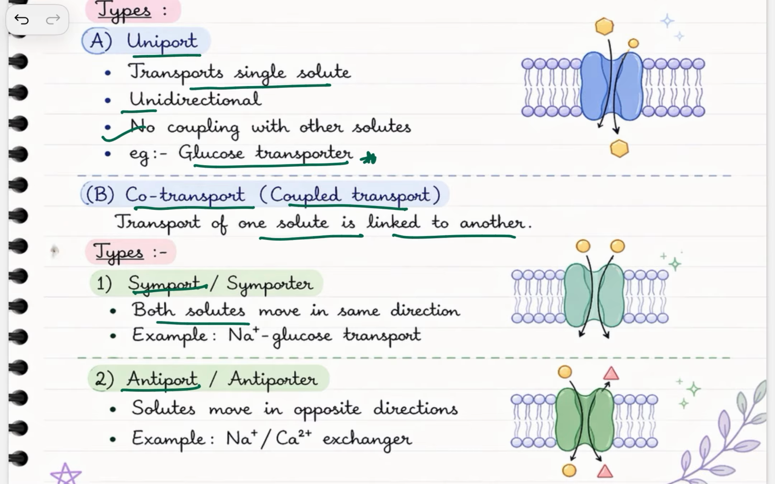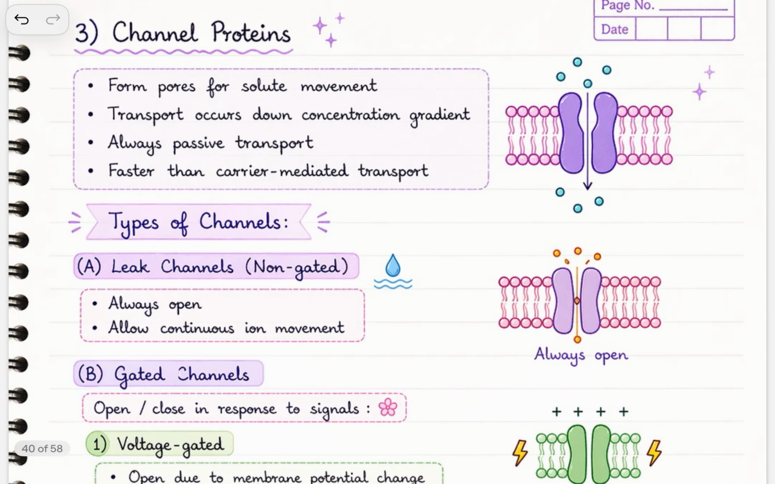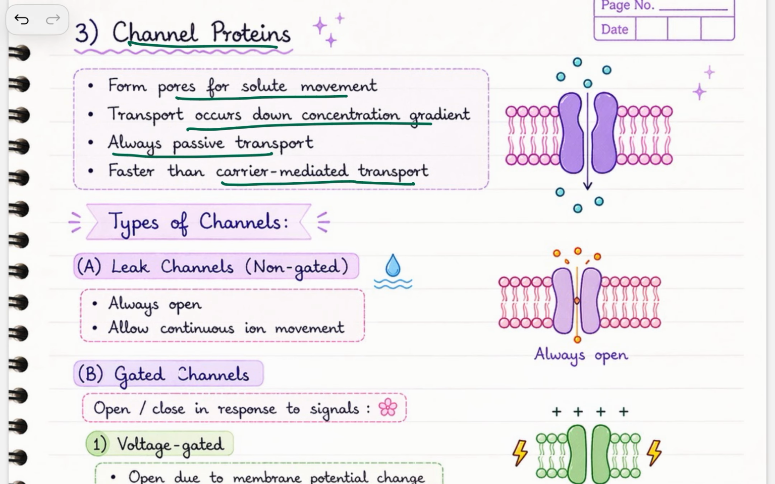Symport, both solutes move in the same direction. Example, sodium glucose transport. So they are moving in the same direction. Antiport, solutes move in the opposite direction. Example, sodium calcium exchange. So they are in the opposite direction. Next one is channel proteins. Channel proteins form pores for solute movement. Transport occurs down the concentration gradient and is always passive transport, faster than carrier mediated transport.